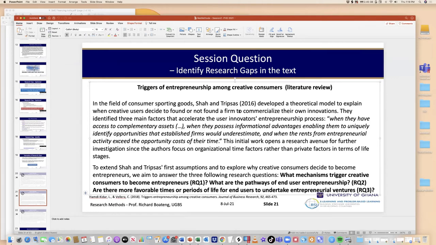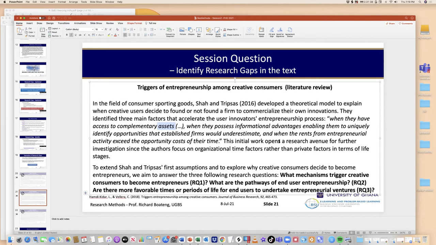They identify three main factors that accelerate a user innovator's entrepreneurship process. When they have access to complementary assets, when they possess information advantages, enabling them to uniquely identify opportunities that established firms will underestimate, and when the rents for the entrepreneurial activity exceed the opportunity cost of their time. So when they realize they'll gain value out of it in terms of rents, that what they are trying to solve, established firms will never do or will not even look into that area, and when they have access to be able to do that, that's when they do it.